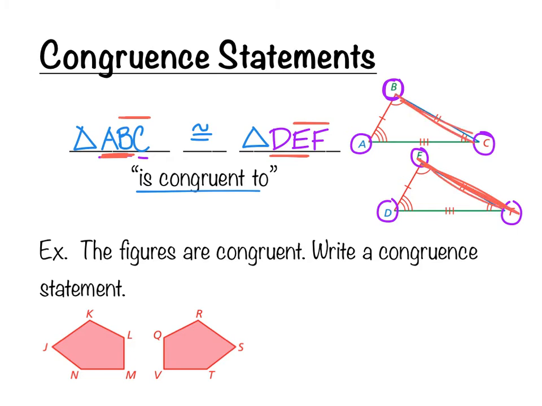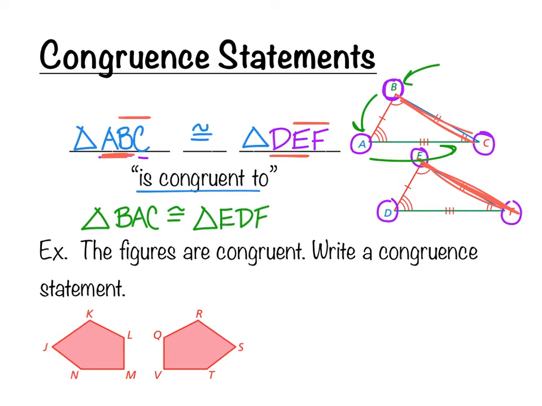Another way, so obviously alphabetically just makes sense, but another way you could write a congruent statement for this is you could say triangle BAC is congruent to, and BAC I started up here and went this direction this time. So then I would start and do triangle EDF. And these are both acceptable. There's more than one way you can write a congruent statement as long as all the corresponding angles match up and you've done it correctly.